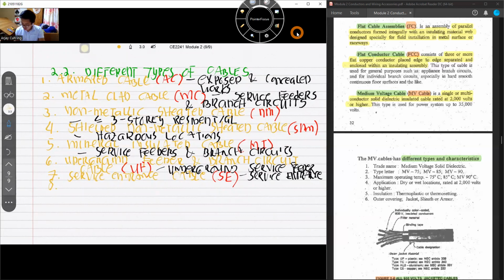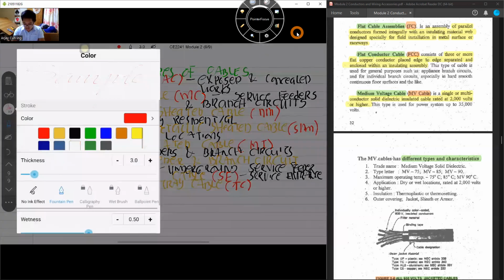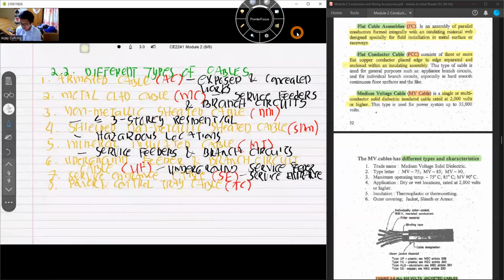So we have what we call, class, the power and control tray cable. Okay. So mnemonics natin sa kanya, class, is TC. TC. Okay. Where is it used, class? It's used for yung nasa raceways. So cables, class, in raceways.